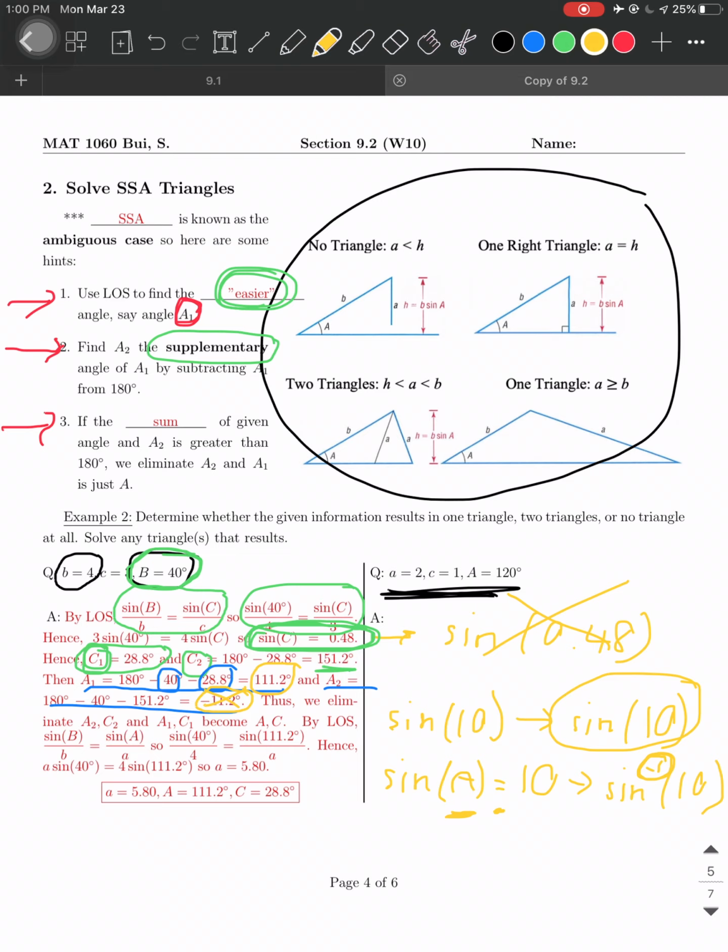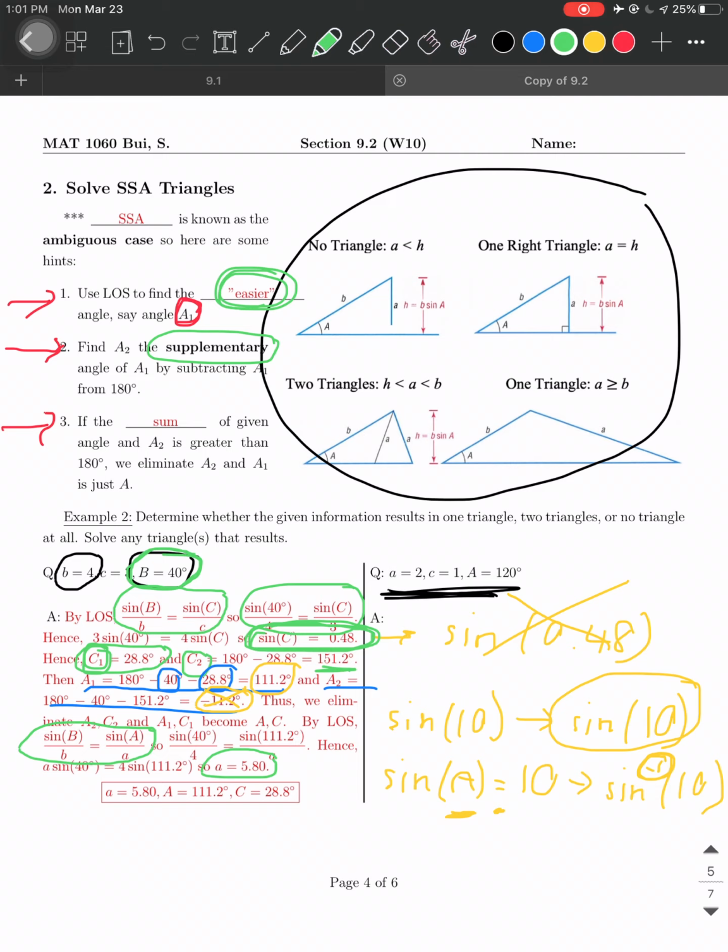So then at last, we have to find little a in here, and we know the big A already, which is 111.2. We will use law of sines again, and since we know the pair B from the given of the problem, we will set up the equation like sine of B divided by B equals sine of A divided by A. We plug in the numbers, do cross multiplication, do the algebra, and then we will get little a equals 580.